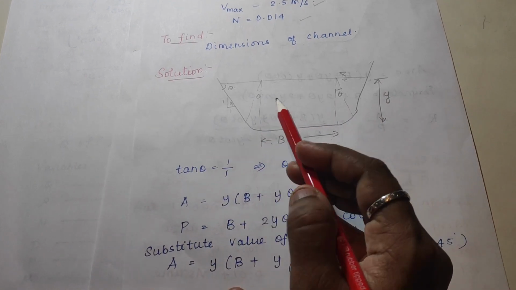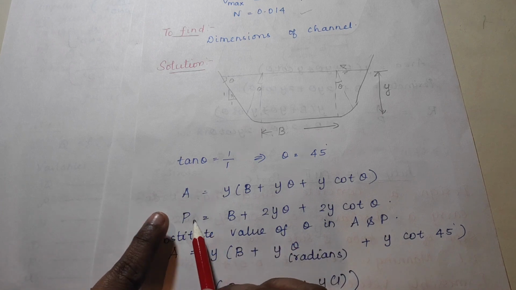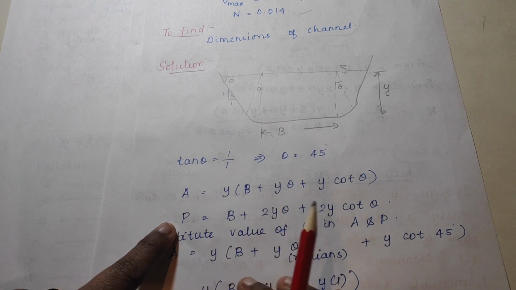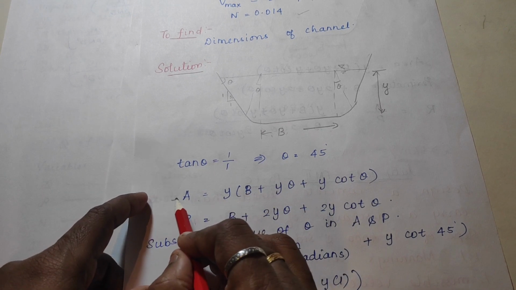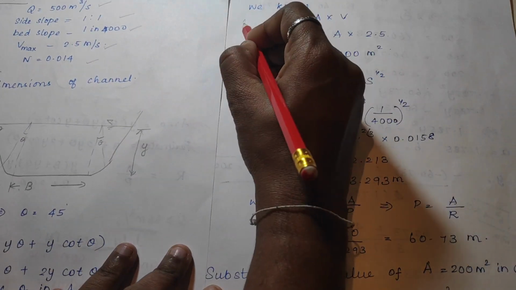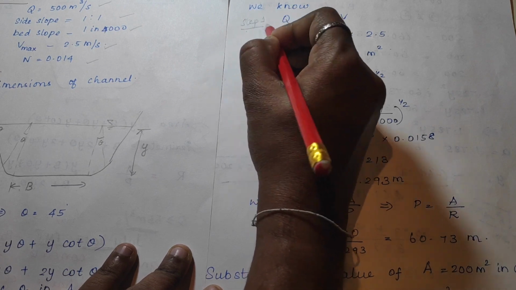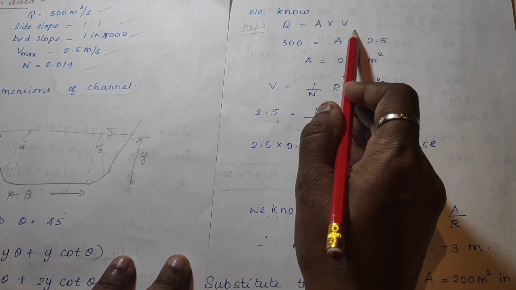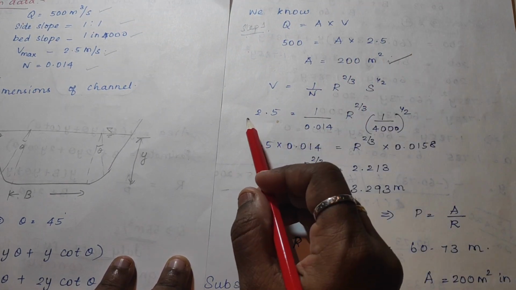Okay, so here the area formula is there, P is here. What is your first step? You have to find the value of area. How to find the value of area? Q is equal to area into velocity. This is your first step. From that you can easily find out area.